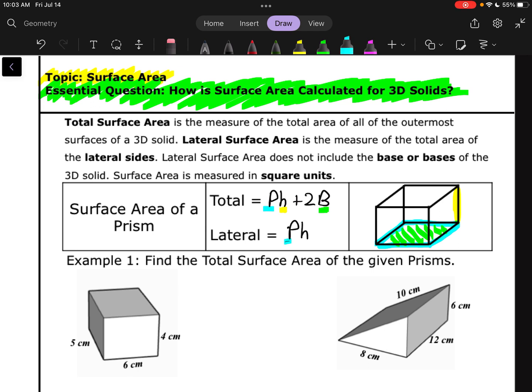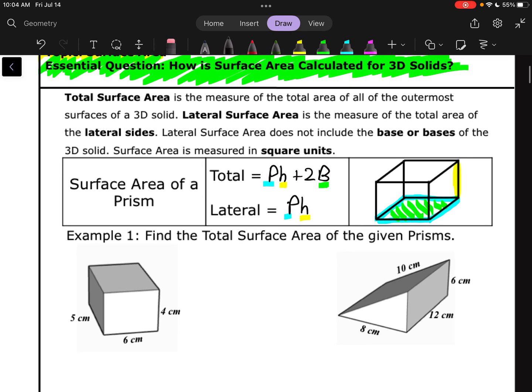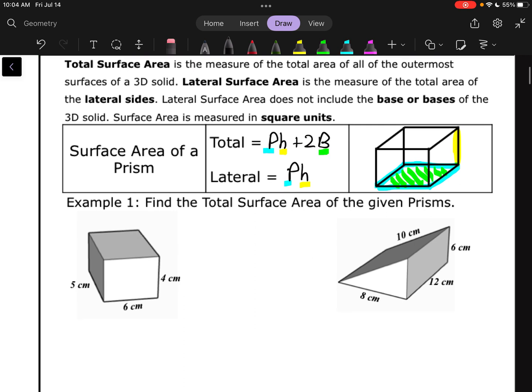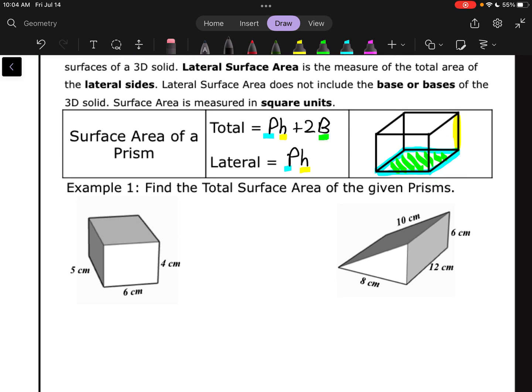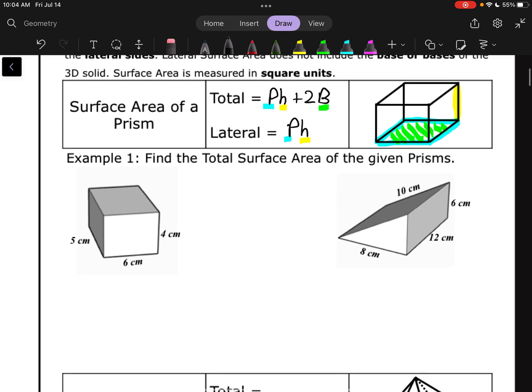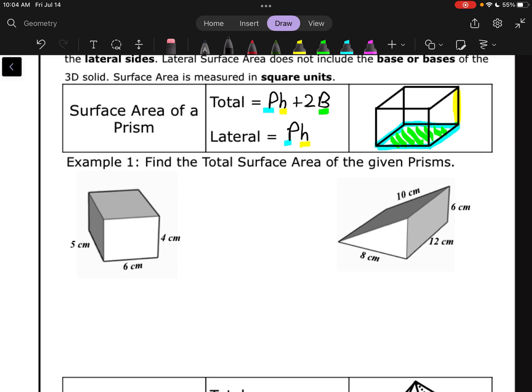If you want to find the lateral surface area, then it is just Ph. So just perimeter of the base times the height. Now, depending on what shape your base is, that formula is going to shift a little bit because, for instance, on the rectangular prism, to find the area of the base, you would just do the area formula for the rectangle. But if you have a triangular prism, like we're going to see, then you're going to have to do the triangle formula. So just keep that in mind, you've got to know your area formulas to find that B.